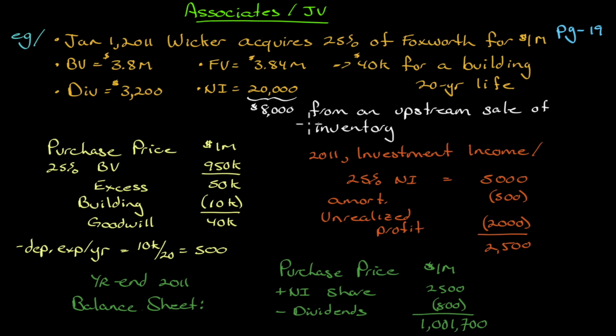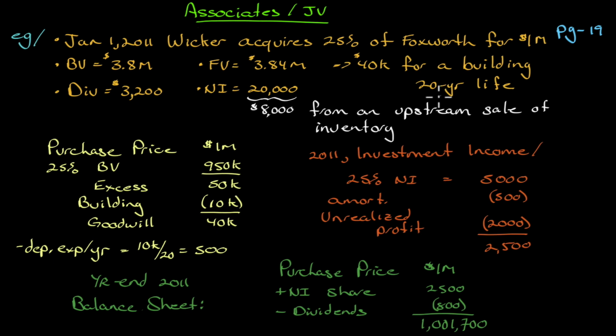Okay, so let's have a look at what we can do here. What's our purchase price? Start there all the time. Our purchase price is $1 million. 25% of book value is $950,000. Figure out your excess right away. That should be your first step. What did I pay? What's the book value? What's my excess? $50,000. Great. Can I attach that to certain assets? Well, there's an extra $40,000 for a building over its book value. Since I only have 25%, I can attach $10,000 of that $50,000 to something. The other $40,000 has got to be goodwill. Great.